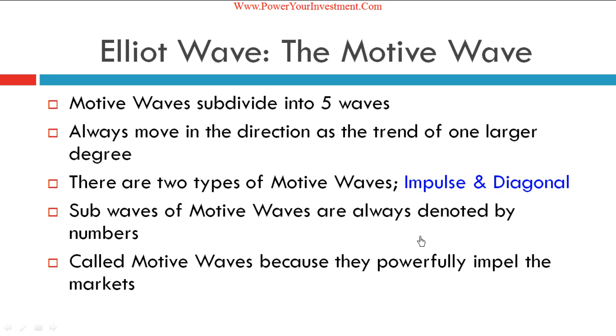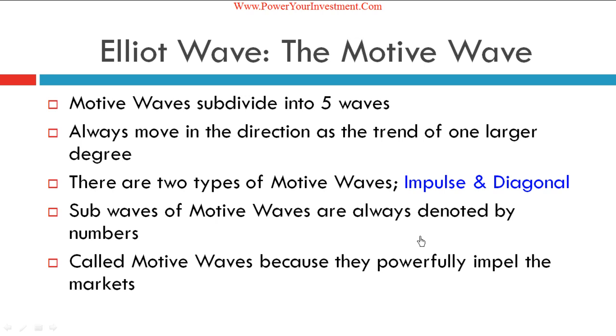Now, motive waves usually subdivide into 5 waves, and each subwave of the motive waves is identified by numbers. If you may recollect, we number the motive waves as 1, 2, 3, 4, and 5, and the waves which correct the motive waves, that is the corrective waves, are labeled as A, B, and C.